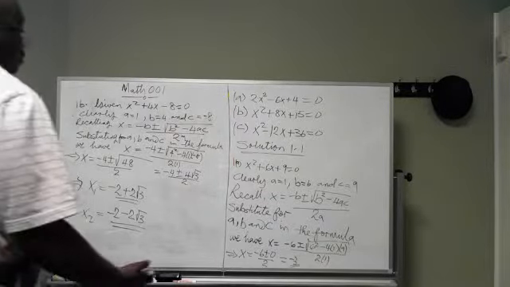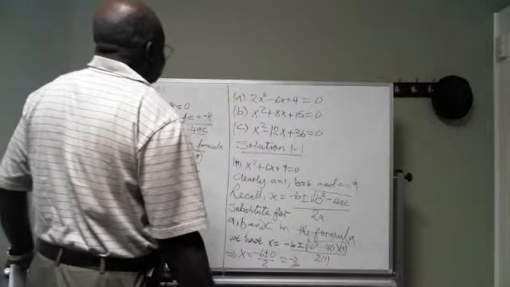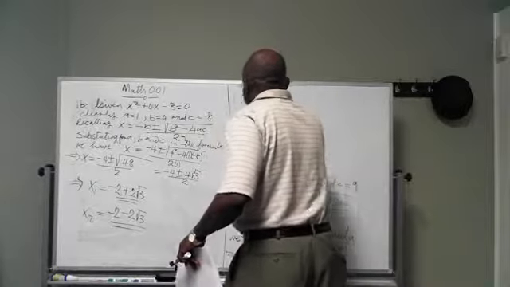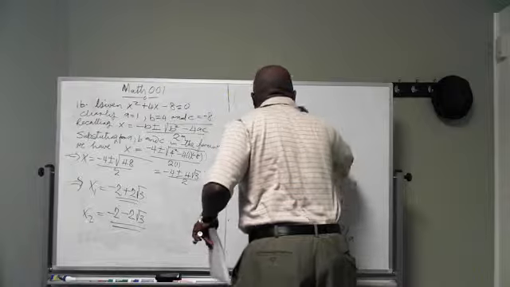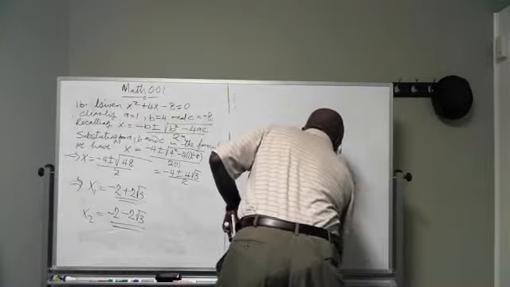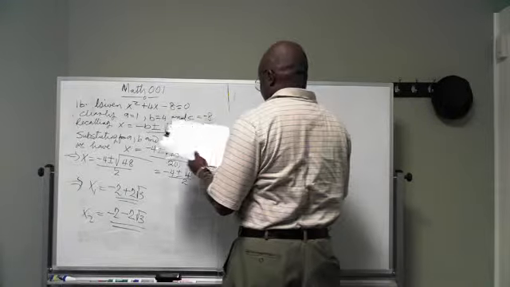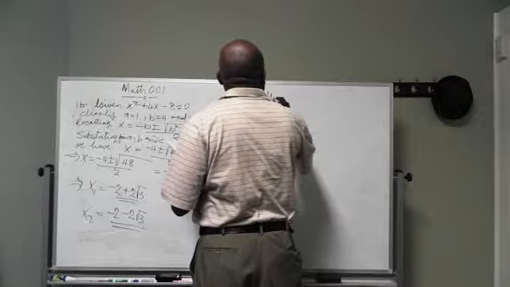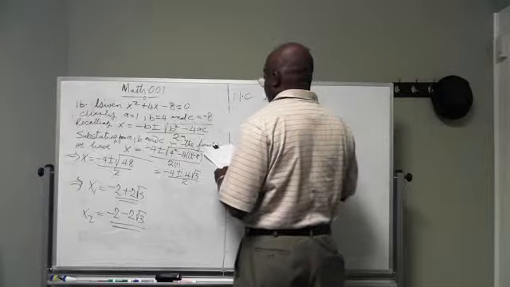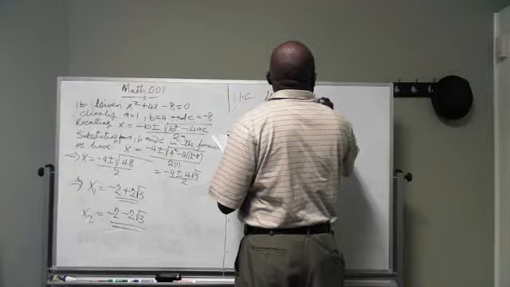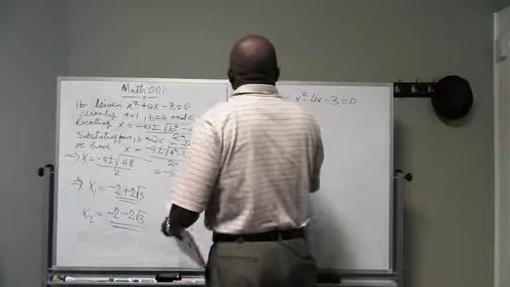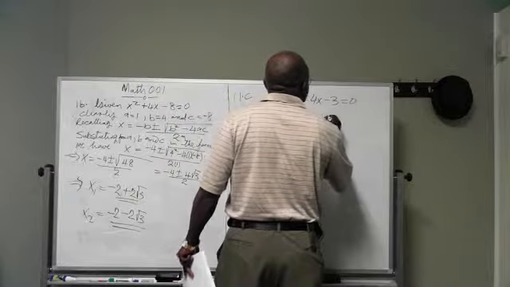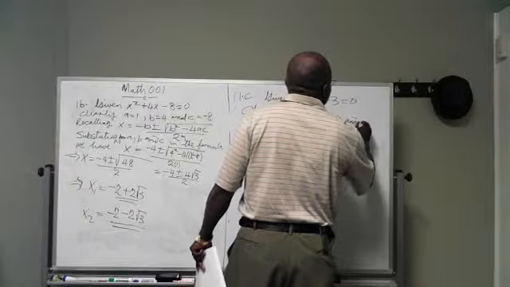Now let's do question 1c. We could just do it. Let's do question 1c on this side of the board. C. Given x squared minus 4x minus 3 equals 0. Clearly, a equals 1, b equals minus 4, and c equals minus 3.